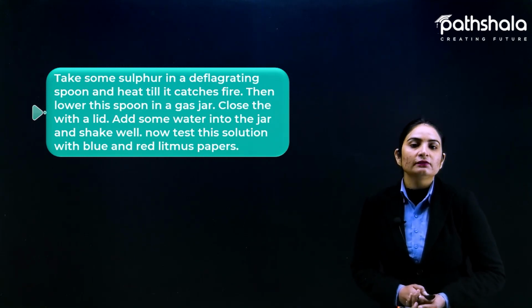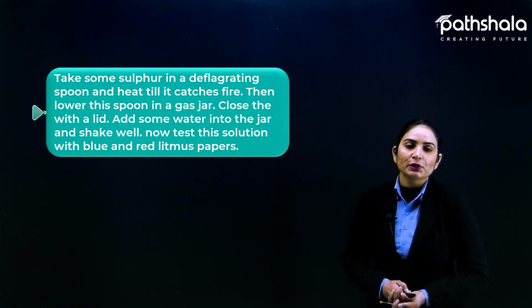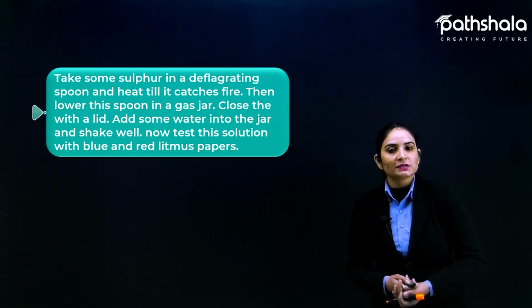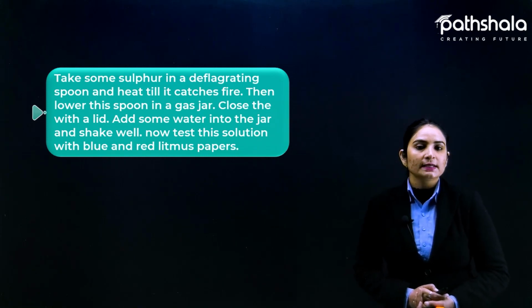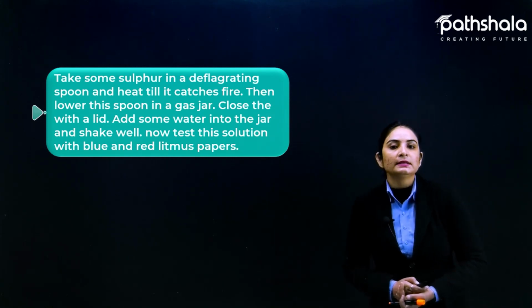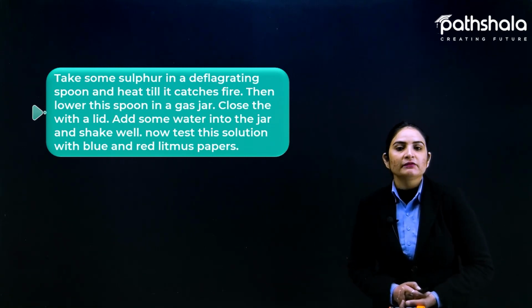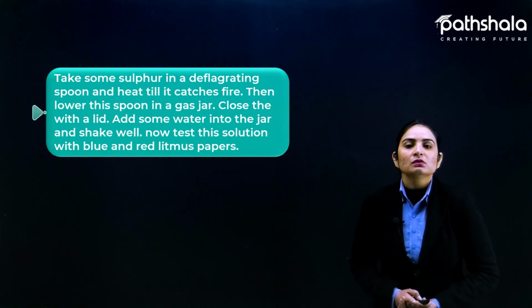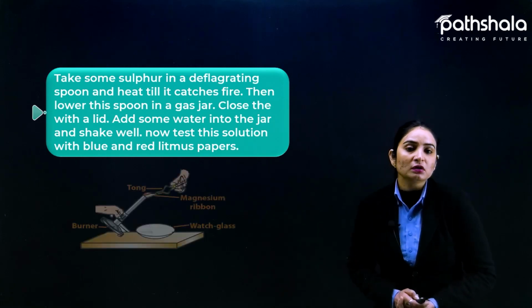So take some sulfur in a deflagrating spoon and heat till it catches fire. Again we are going to follow the same procedure with the non-metal. The procedure we did with the metal, the same we have to do with the non-metal. Then lower this spoon into a gas jar, close it with the lid, add some water into the jar and shake well. Now test this solution with blue and red litmus paper. The same thing we have done with magnesium, that is a metal, and now sulfur, that is a non-metal.